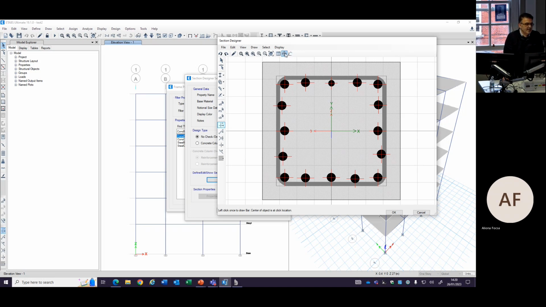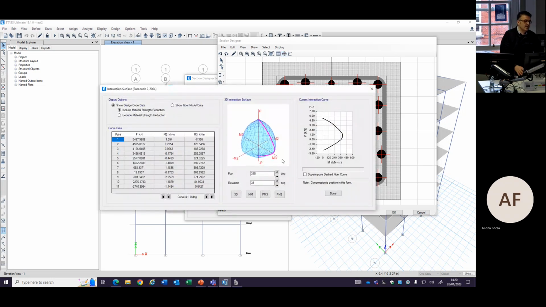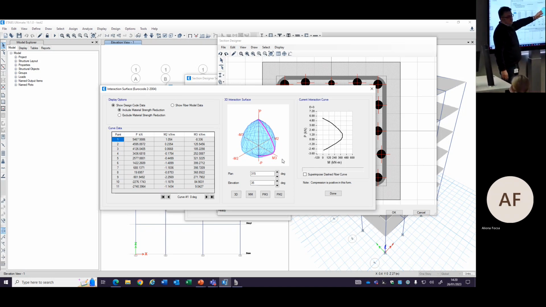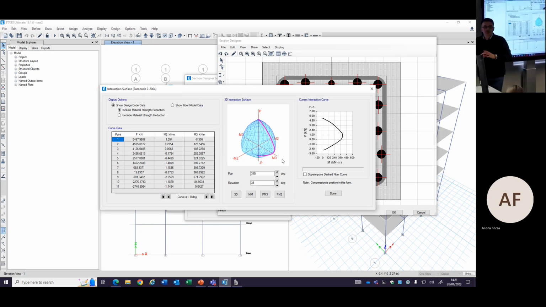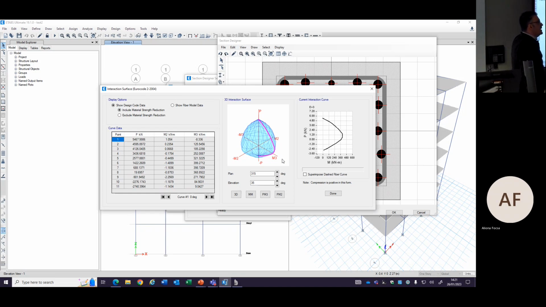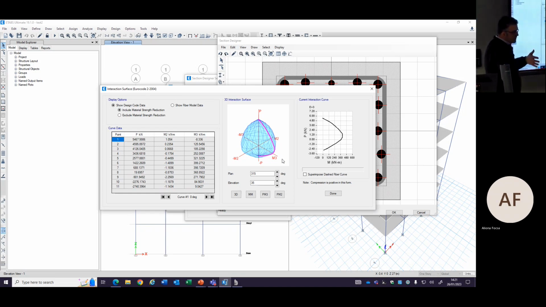And then you can get the graph that I was speaking about. This is the interaction curve surface between M2, M3, and P. M2 and M3 are two internal moments, and P is the axial force. This column is for which location? We didn't select any column. It's just a section. Then you assign this section to some of your columns.